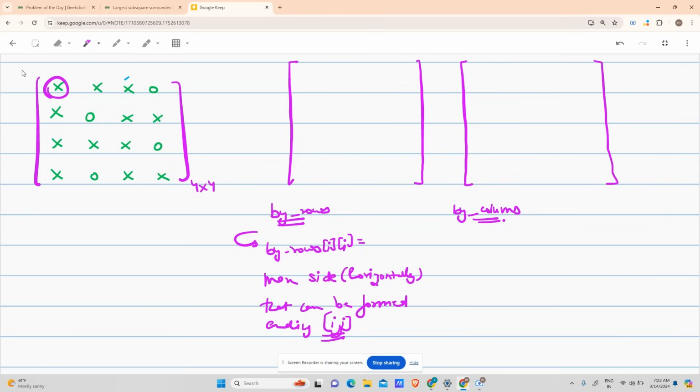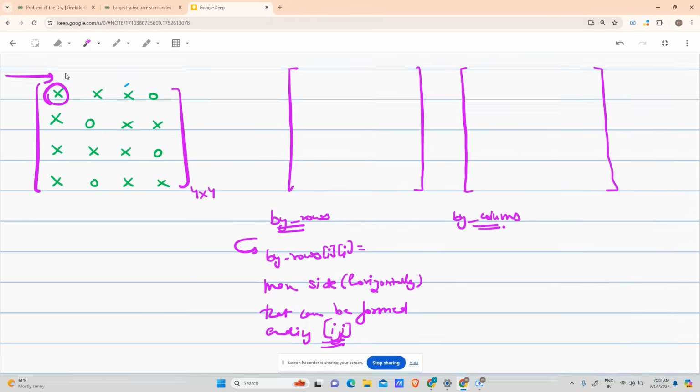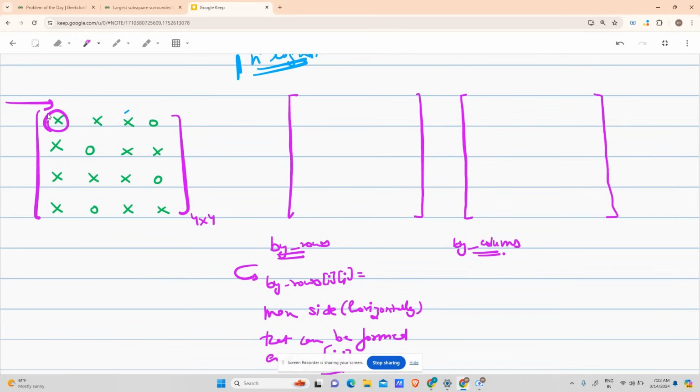If I'm moving from this direction to this direction, what is the maximum side that can be formed at the 0 0 index? You will say 1, because this is the only element, so I will mark it 1. Moving here, the maximum side that can be formed is 2. Now 3. Now 0. In case of 0, it will convert to 0, because it is not X. Similarly, for this one, 1.